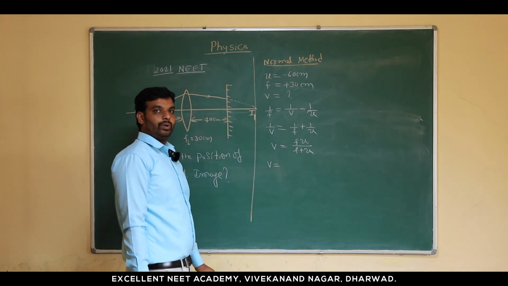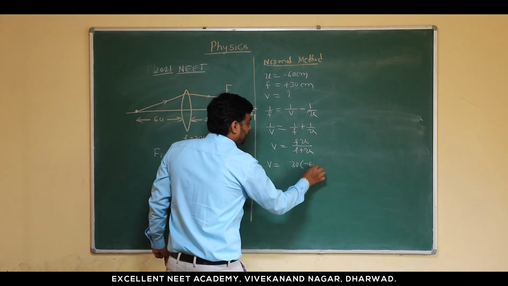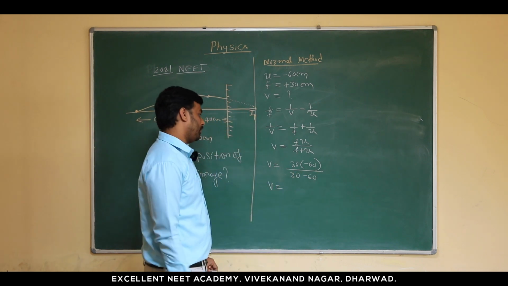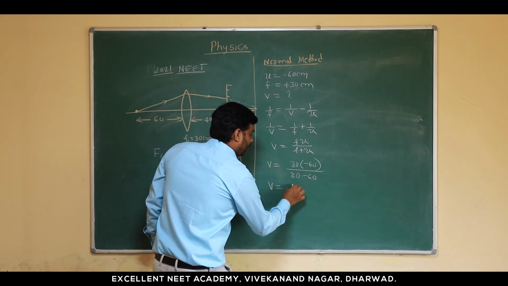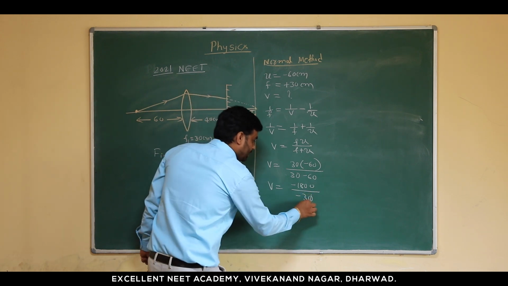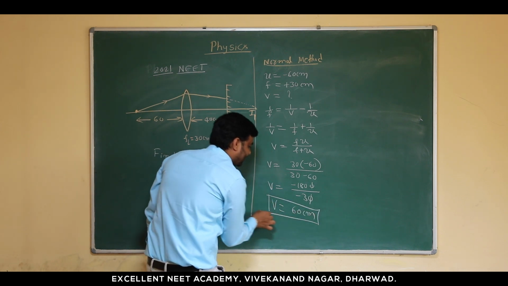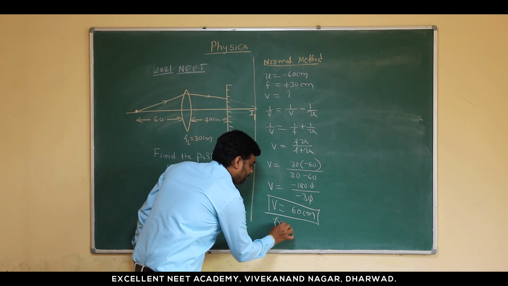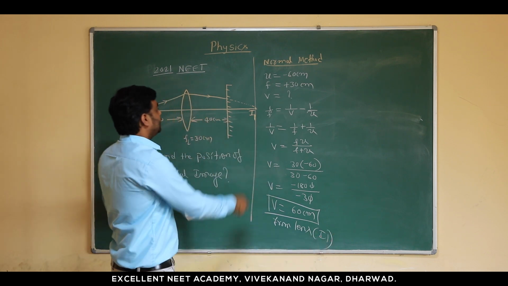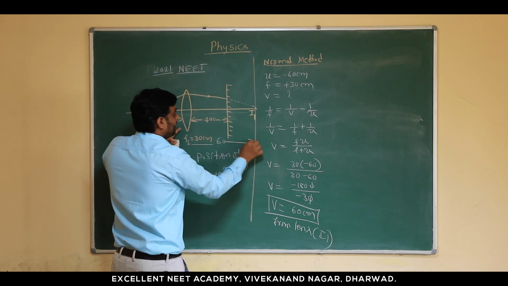Image distance v is equal to f u by f plus u. What is the value of f? 30. Object distance minus 60. So v is equal to 30 times minus 60, which is minus 1800, divided by 30 minus 60, which is minus 30. V is equal to 60 centimeter. Yes, the image is formed at 60 centimeter from the lens. I1 is formed at a distance of 60 centimeter from the lens.